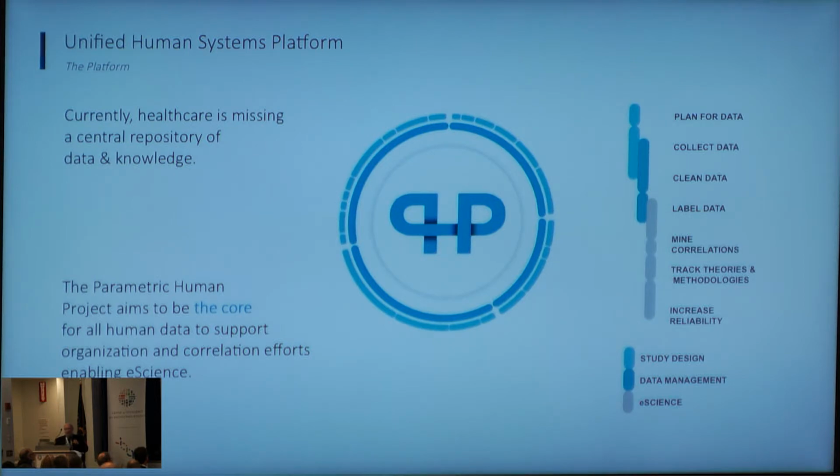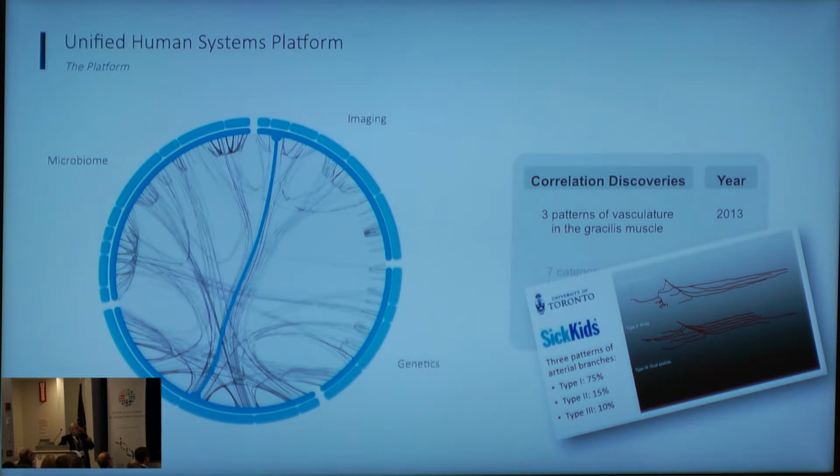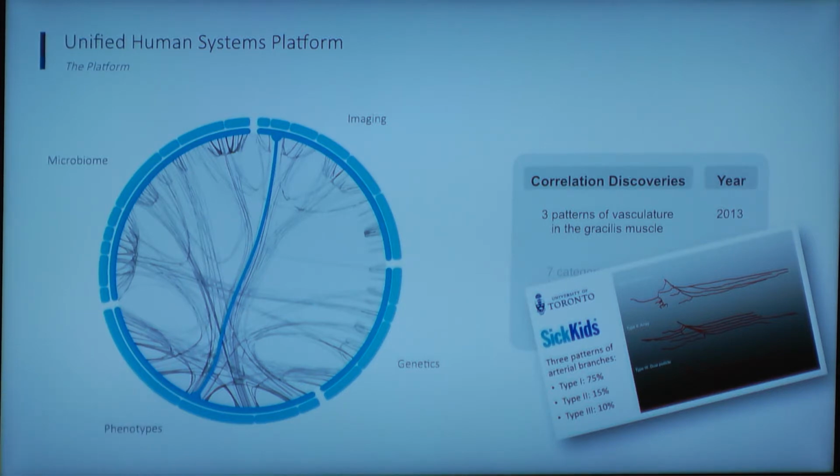There are many parts needed to make that work, but in trying to convey what it would be, as an e-science platform, there are many definitions of e-science, of course, but we think of it as a system of correlations. You can have different types of things that you're correlating. In this case, phenotypes and imaging show that there are three patterns of vasculature in a specific muscle. You might expect all of them being the same or all being different, but it's interesting that there's a small single-digit number of variations.